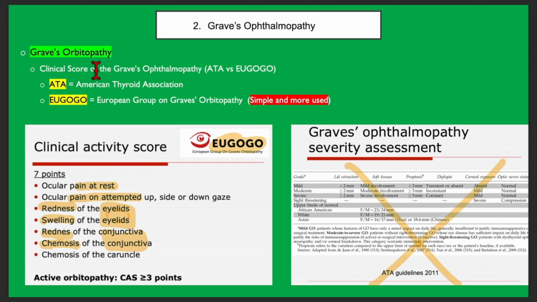So moving on to the clinical score, ATA means American Thyroid Association and EUGOGO means European Group on Graves' Orbitopathy. EUGOGO is simple and more used, so we're using this one. Don't use the ATA one, it's a bit too complicated. Maybe if you work in America, you can use it, but you work in Europe, so this is much easier to use. And if you have 3 or more points, it's active orbitopathy. Okay, so that's a clinical scale.